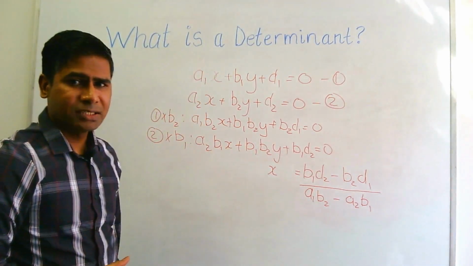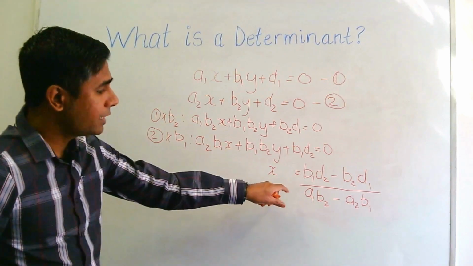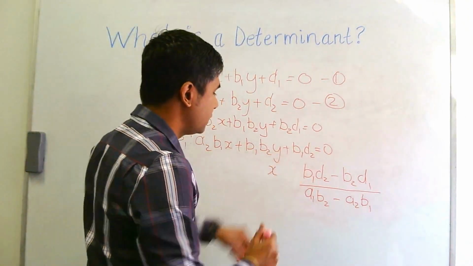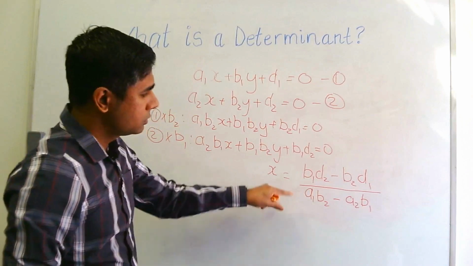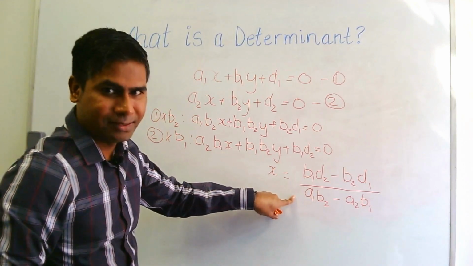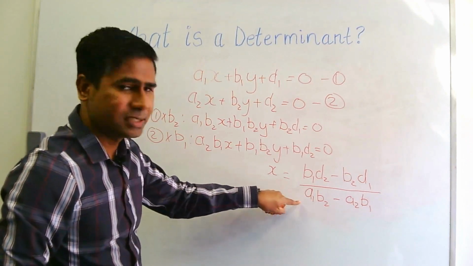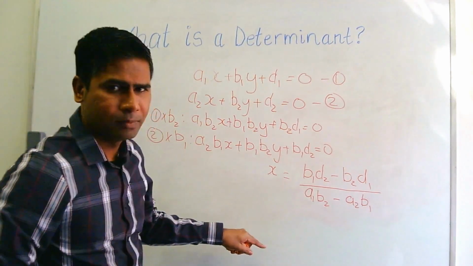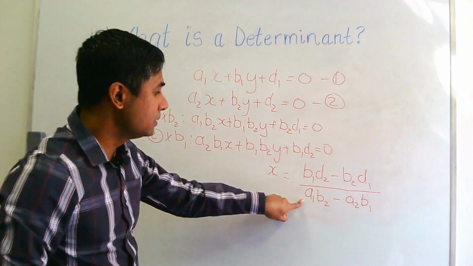So where do the determinants come into place? Well, looking at the numerator and denominator of these terms, both the numerator and the denominator are determinants. We have literally just seen where the determinant comes from. Let's just look at the denominator.